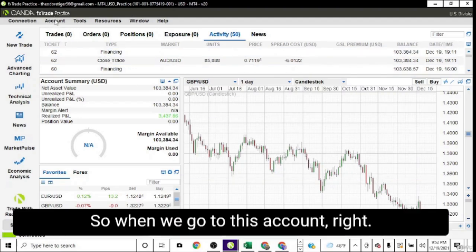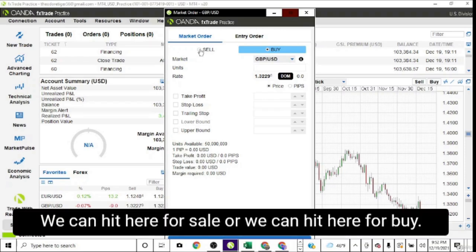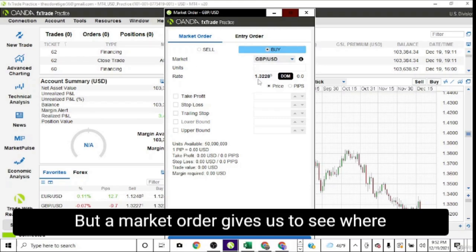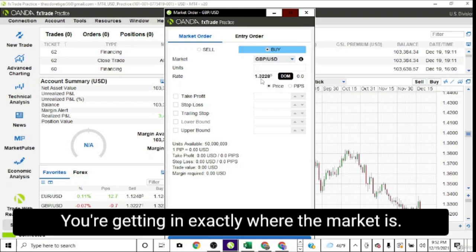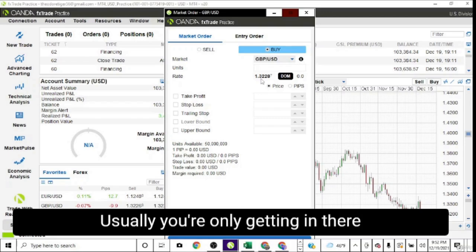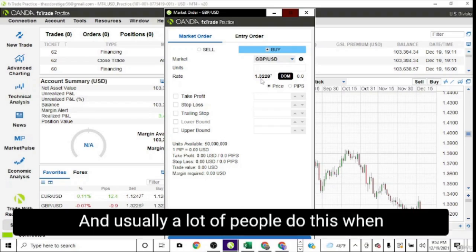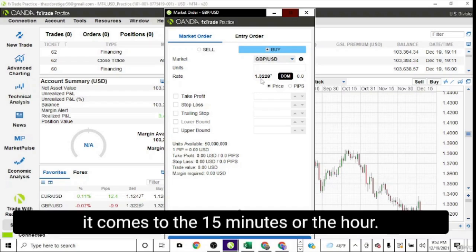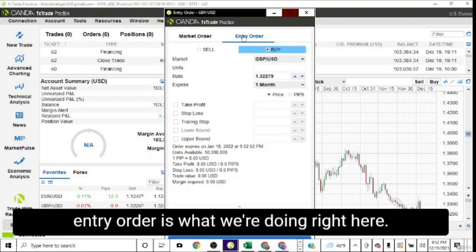So when we go to this account and we say buy or sell, it gives us the ability to do that. We can hit here for sell or we can hit here for buy. But a market order gives us, see where it says where it closed at 1.3328? You're getting in exactly where the market is. Now, keep in mind, when you get in there, usually you're only getting in there because you missed your target and you know the market is moving. A lot of people do this when it comes to the 15-minute or the hour advanced trading. I recommend just simply doing an entry order, which is what we're doing right here.